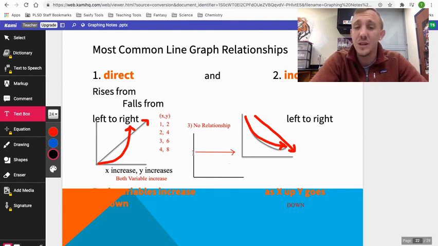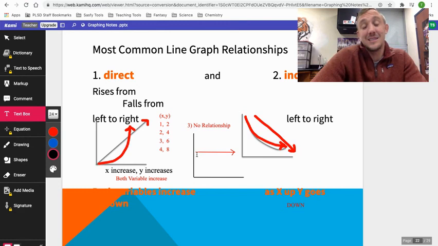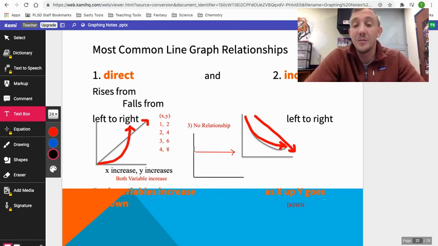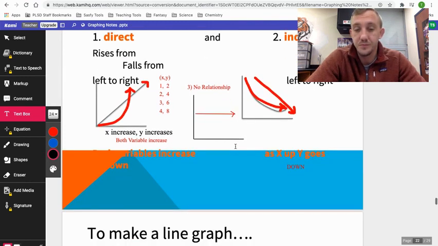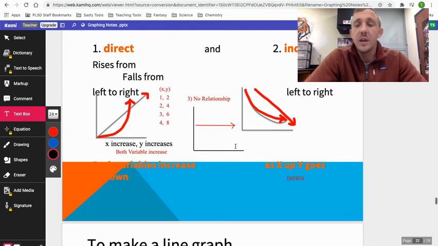And then my last relationship is no relationship. The easy way to tell on a graph is that it's flat. There is no growth to it. So there's going to be no slope. So I want you to go ahead and go to part 2 of this video where we're going to talk about how to make a line graph.